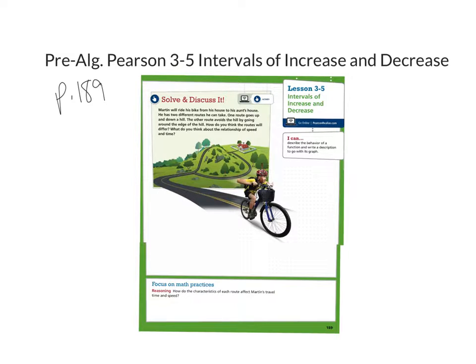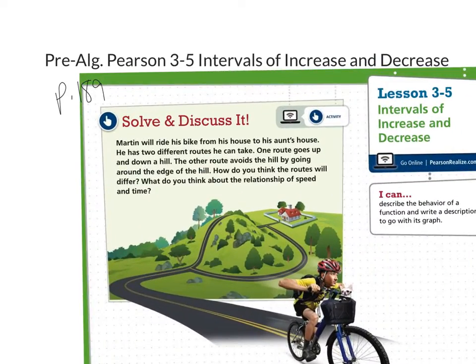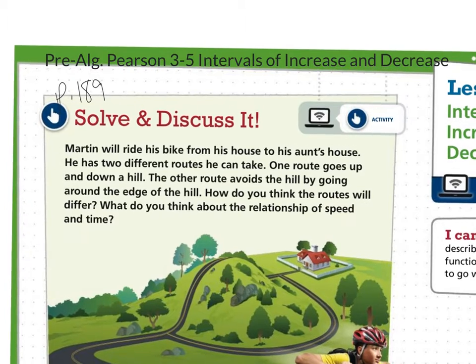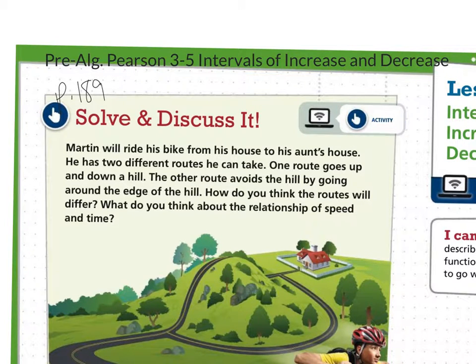Lesson 5, we're going to talk about intervals of increase and decrease, talking about some real life situations. We're going to sketch some graphs out to show what's happening in these situations. So on 189, Martin will ride his bike from his house to his aunt's house. He has two different routes he can take.